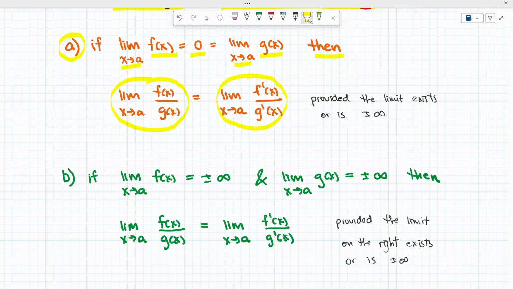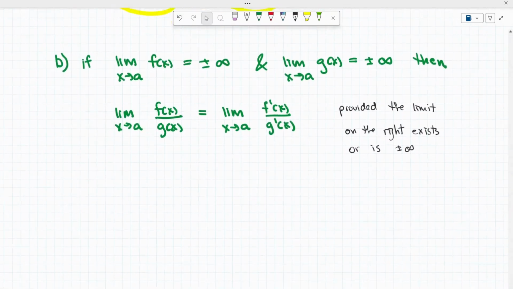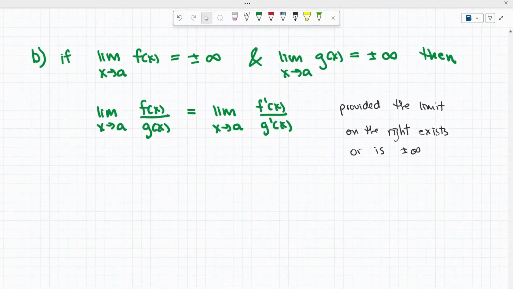Okay, and then we can see that it has a very similar case over here, but instead of the functions equaling 0, they equal plus or minus infinity.